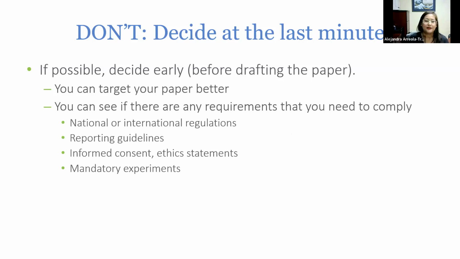So if there are any reporting guidelines that you need to follow, somebody in the chat said, begin with the end in mind. This is a very good advice. At the moment you start the project, you should consider how you would like the project to end, how you would like your papers or your publications to look at the end of the project. So deciding on the journal early will let you know if there are any regulations that you need to follow, if there are any reporting guidelines that you need to follow, if you need to gather informed consent, or if you need to provide an ethics statement, or if you need approval by an ethics committee, and if there are any mandatory experiments that the journal requires.